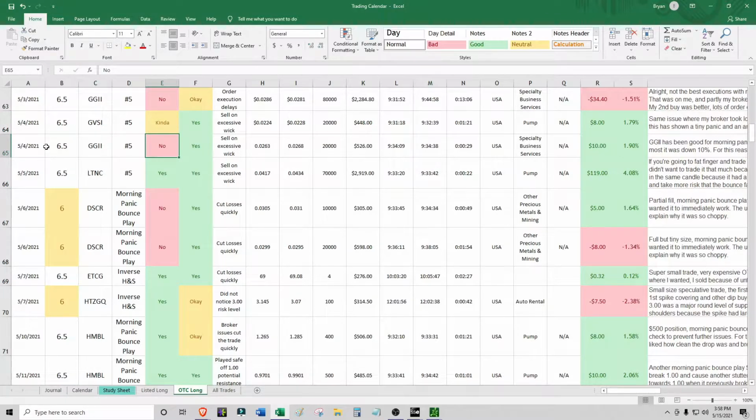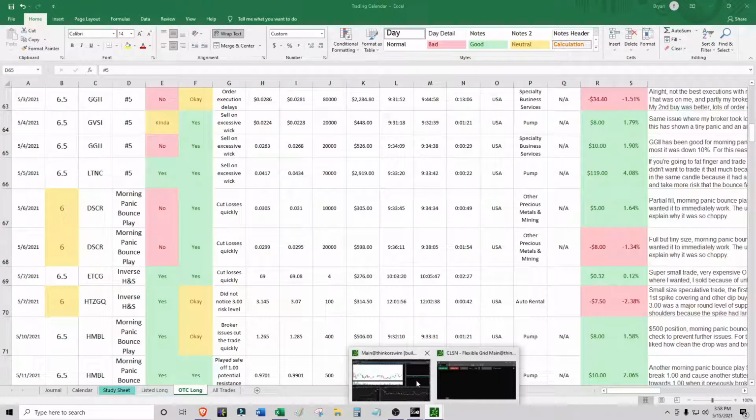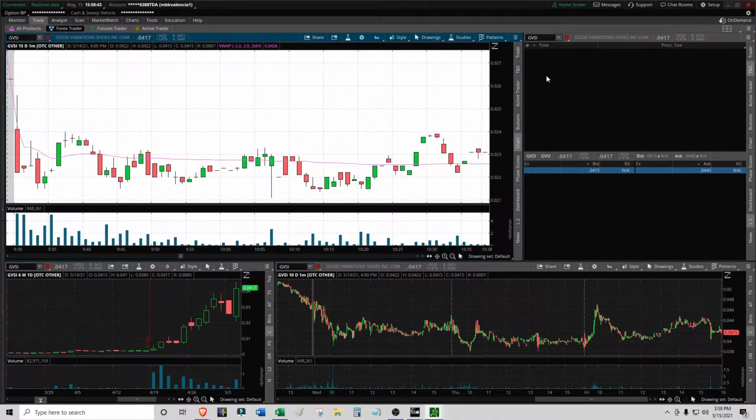Next trade was GGII on the 4th. So looks like this was another morning panic bounce play. I sold on an excessive wick here too. Let's look at GGII for the 4th. So let's do that.